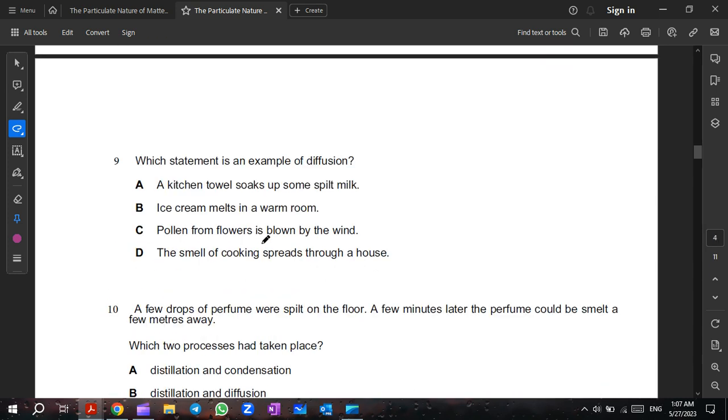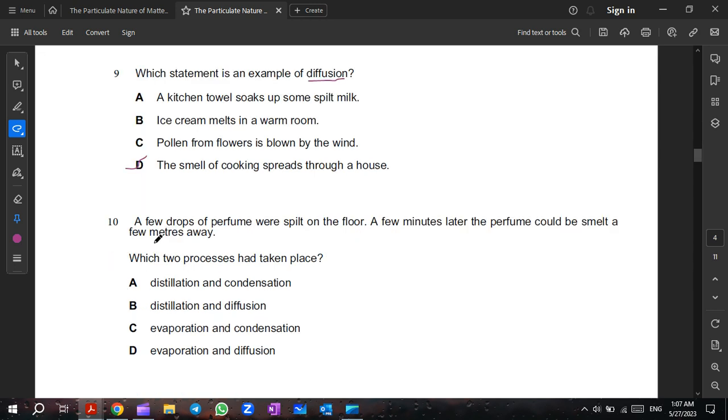Moving on. Question 9. Which statement is an example of diffusion? The keyword is diffusion. A kitchen towel soaks up some spilled milk? Nope. Ice cream melts in a warm day? Nope. Pollen from flowers is blown by the wind? Nope. The smell of cooking spreads through a house? Yep. So it's D.